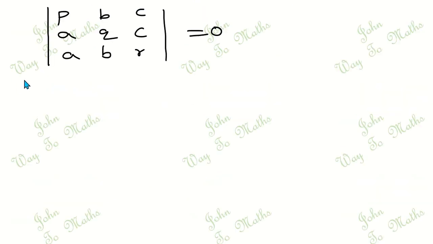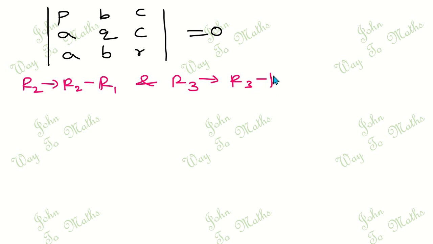Here I am going to use the operations R2 becomes R2 minus R1 and R3 becomes R3 minus R1. So R1 we can give as a direct entry. R1 becomes p b c, which is equal to 0.